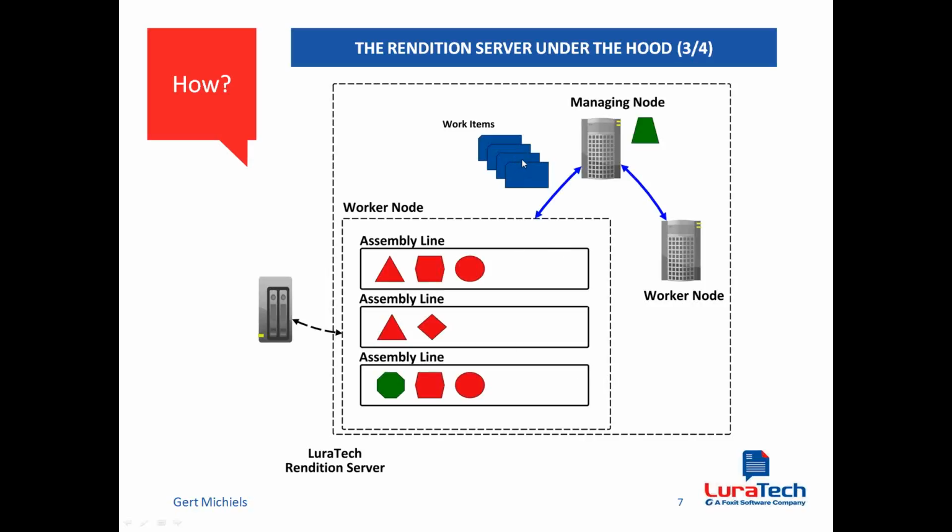And the work item is like a work slip of paper going back and forth, just describing what has to be done on which files. So the managing node issues a work item, which is given to the worker node, which finds an assembly line capable of performing this request, and then the work item is returned.